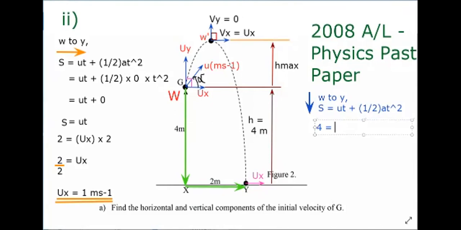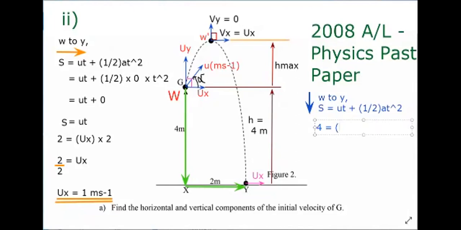I am applying the equation downward, but the vertical velocity component at the point W, Uy, is acting upward. So velocity is a vector. When the directions are opposite, we should use a minus sign. I'm applying the equation downward. The initial vertical velocity component Uy is upward. So as the directions are opposite, I must use a minus sign into time taken.